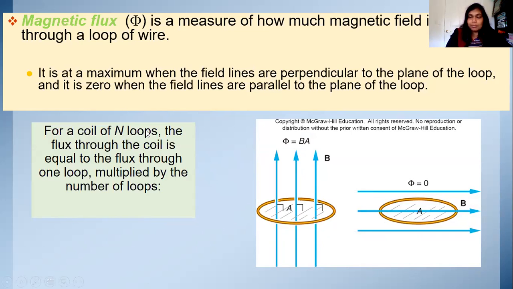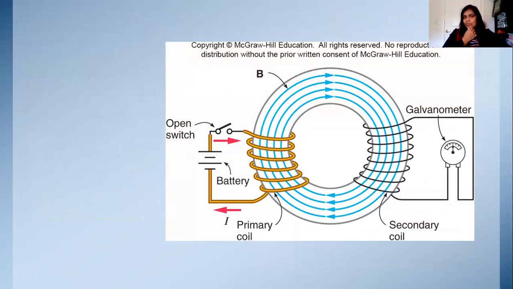So for a coil of n loops, n means how many loops there are. If you remember from the simulator, the loop at the bottom had more loops than the top one. Whenever we have a higher number of loops, the flux going through the coil is equal to the flux through one loop multiplied by the number of loops. So if you have a high number of loops in a circuit, then we can induce more current. All right, so this is a sample picture of inducing current onto a secondary coil.